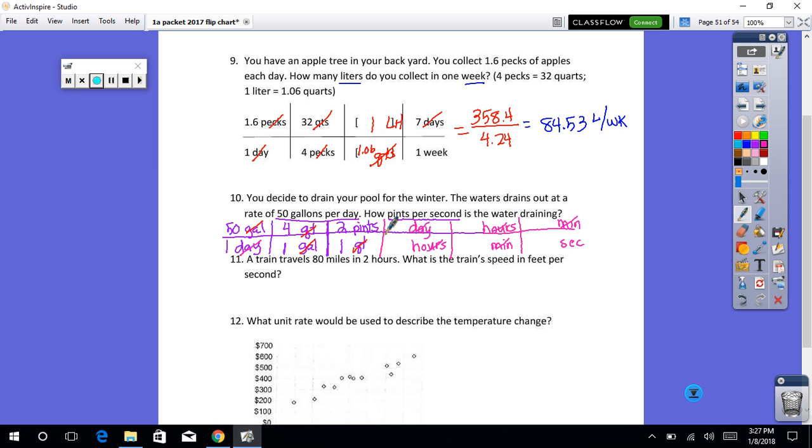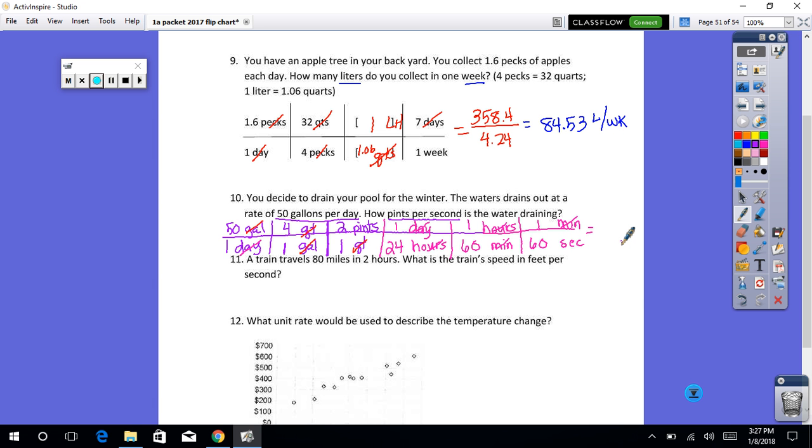Hours, pints per second, yes. Now let's set up these ratios. There is 24 hours in 1 day. There is 60 minutes in 1 hour. And there is 60 seconds in 1 minute. Now for the multiplying. Again, straight across the top. So 50 times 4 times 2 times 1 times 1 times 1.